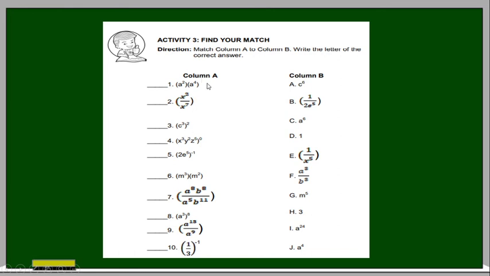So, you have to evaluate this, and whatever the result, tingnan mo dito sa column B. Halimbawa kung ang nasolve mo ay 1, so ang halimbawa dito sa number 1, kung ang sagot ng nahanap mong sagot dito is, let's say, C, A raised to the 6th power, sa number 1 ang ilagay mo is C. So letters only. Okay? So we have only 3 activities in week number 5, part 1. We have activity 1, activity 2, and activity 3.